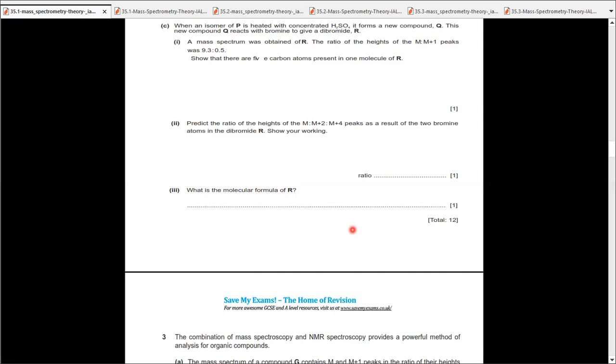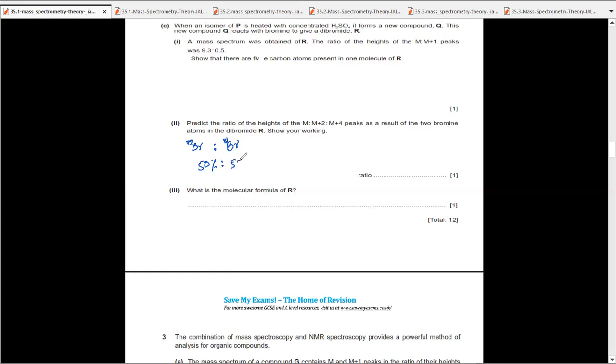Yes, sir. That is what you are supposed to show as working. Let me clarify what you're supposed to do over here: you're supposed to tell them that bromine 79 and bromine 81 actually have a ratio of 50-50%.